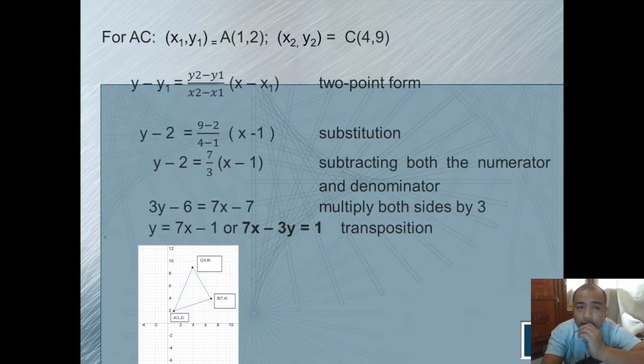Next, for the third side AC, let us now solve its equation. So the points involved are points A and C. For x sub 1, y sub 1, we have point A, (1, 2). X sub 2, y sub 2, we have point C, (4, 9).